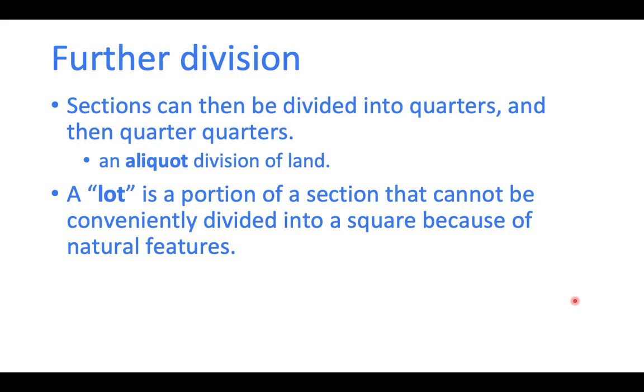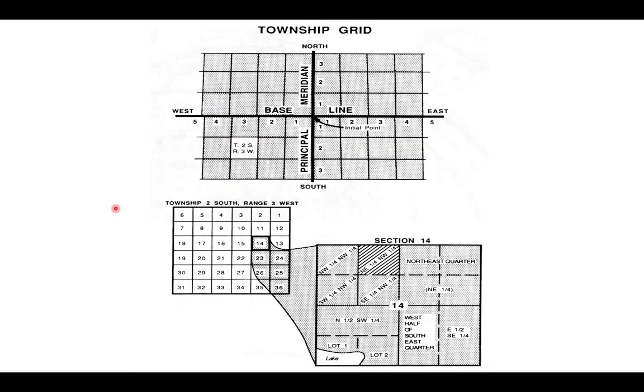One thing you sometimes see is a lot, which just refers to an area in a section that can't evenly be divided into a square for whatever reason, for whatever natural feature is there. Sometimes we have a body of water, or it's at a coastline or something like that. Sometimes it's simply referred to as a lot. Or sometimes, instead of dividing into a quarter, we divide things into halves.